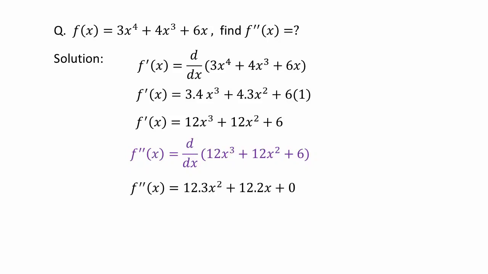So f double prime of x is equal to 12 as it is, the derivative of x cube, which is 3x square, plus again 12 as it is, the derivative of x square, which is 2x, and the derivative of constant number 6, which is equal to 0. So f double prime of x is equal to 12 multiplied 3, 36x square, plus 12 multiplied 2, 24 into x.